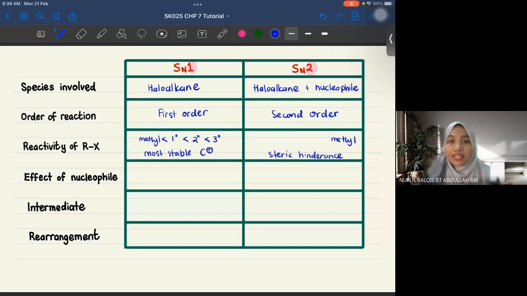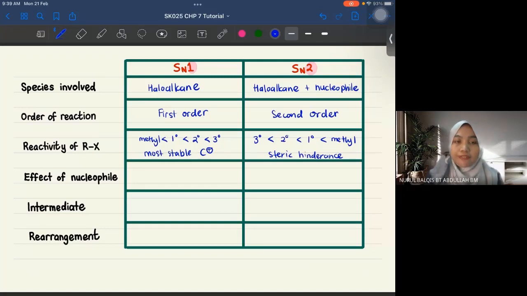Sebab SN2 mechanism, kita nak buat attack from the back side, from the opposite side. Jadi untuk dia buat attack dari arah yang berlainan, dia perlukan satu compound yang tak ada banyak gangguan. Dari segi senanglah dia nak penetrate masuk dari belakang. Jadi kita akan favor the least hindered. The least hindered belongs to methyl, followed by primary, followed by secondary. Dan untuk tertiary, sebenarnya tertiary tak akan berlaku. Tertiary confirm dia pergi bagi dekat SN1.